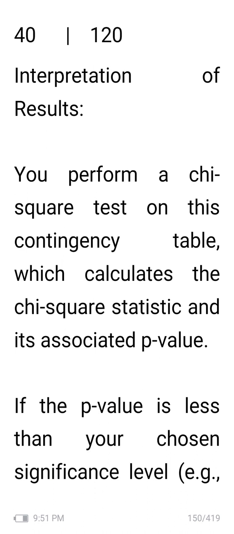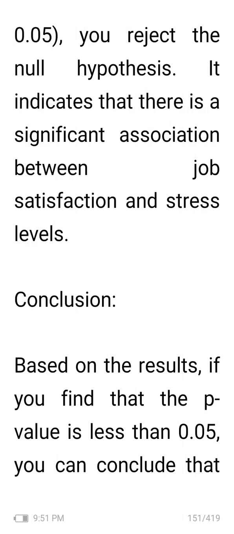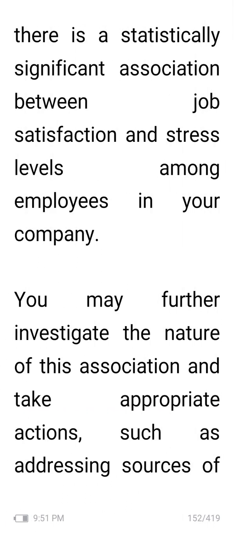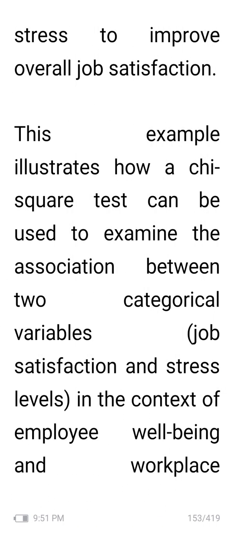If the p-value is less than your chosen significance level, 0.05, you reject the null hypothesis. It indicates that there is a significant association between job satisfaction and stress levels. Based on the results, if you find that the p-value is less than 0.05, you can conclude that there is a statistically significant association between job satisfaction and stress levels among employees in your company. You may further investigate the nature of this association and take appropriate action, such as addressing sources of stress to improve overall job satisfaction.